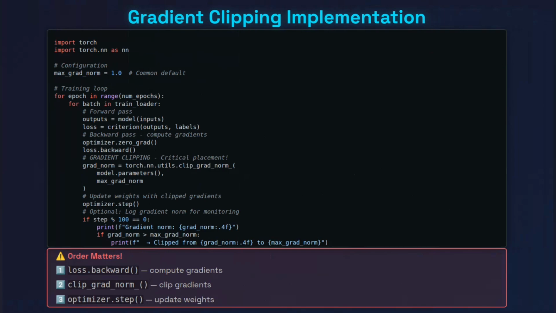After computing gradients with loss.backward, we call torch.nn.utils.clip_grad_norm_. We pass in our model parameters and our max grad norm value. Here, it's 1.0. Notice the placement: after backward, but before optimizer.step. This is critical. We clip the gradients after they're computed, but before they're used to update weights. The function returns the total norm before clipping, which you can log to monitor if clipping is actually happening. If this value is frequently above your threshold, you might need to adjust your learning rate.